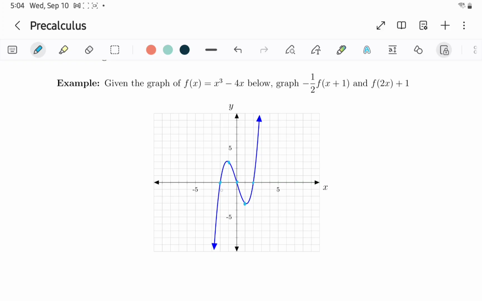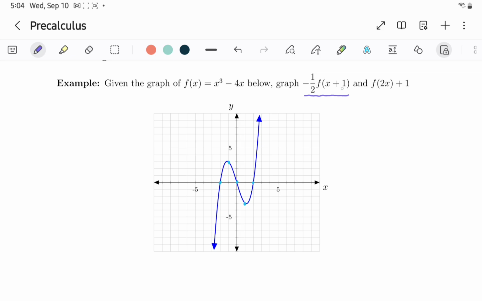So we have this point here at -2, 0. We have this point here at -1, 3. We have this point here at 0, 0. We have this point here at 1, -3, and this point here at 2, 0. So first, looking at the transformation minus 1/2 times f of x plus 1, let me underline this in purple, because we're going to graph this one in purple.